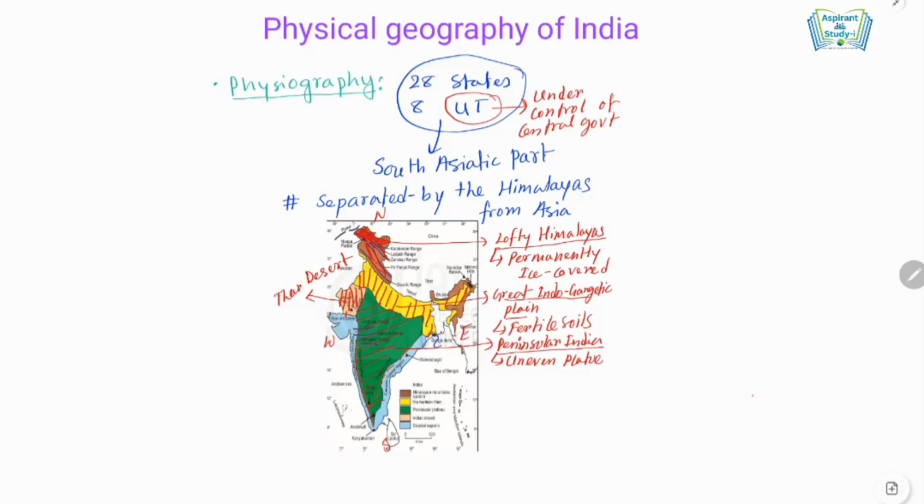Peninsular India is surrounded by the eastern coastal plain on the east side, and the western coastal plain is also surrounding peninsular India on the west side.